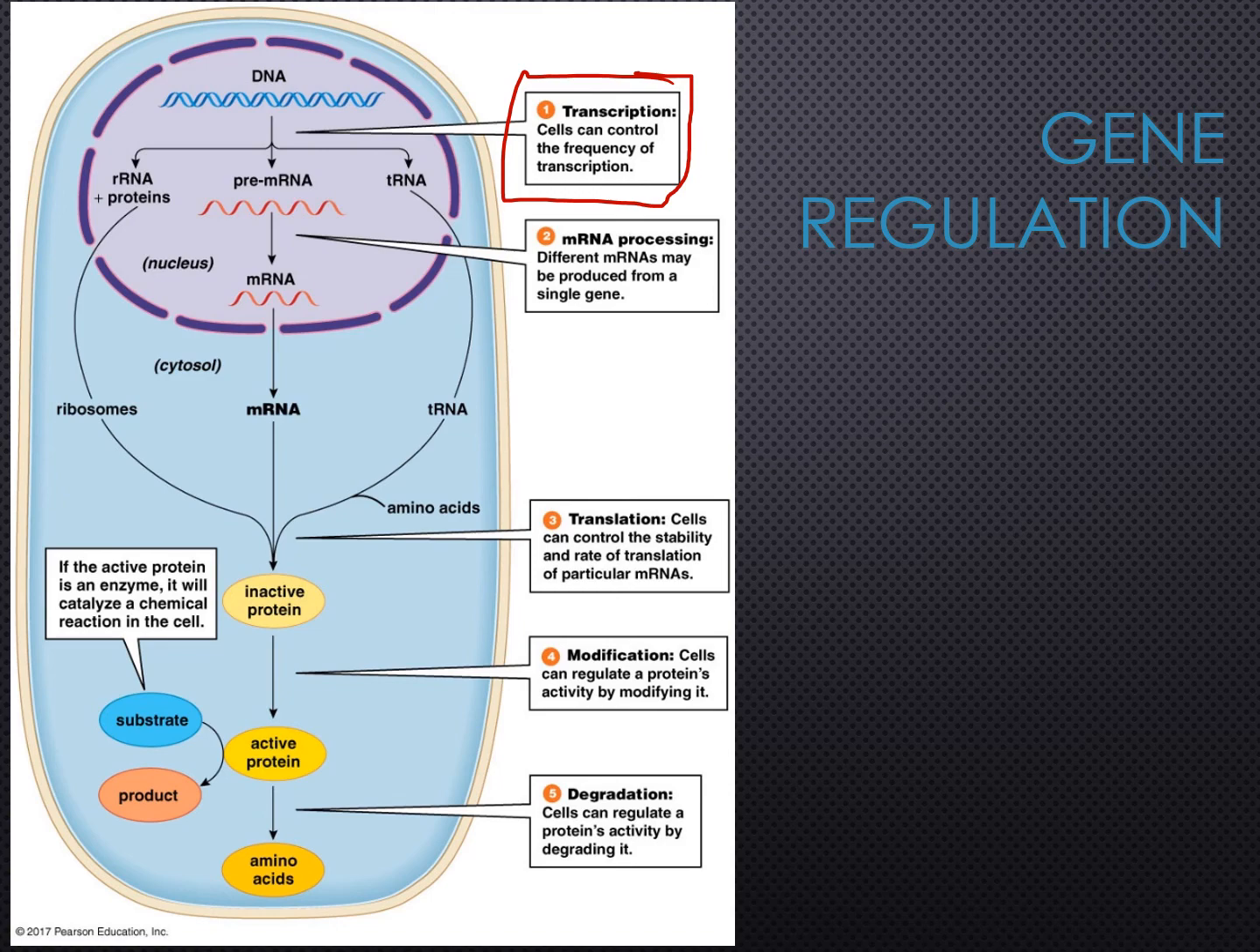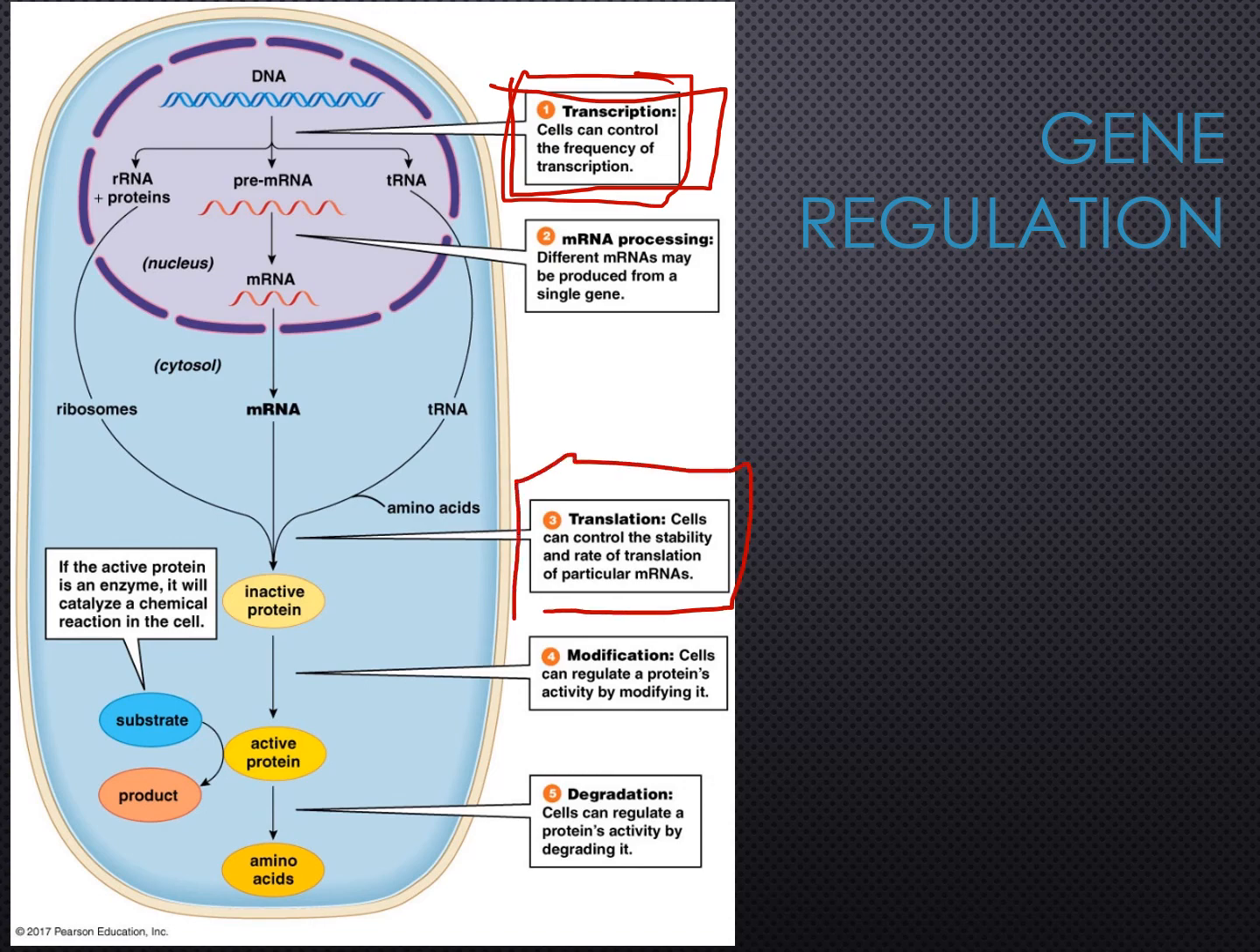They use different genes, and the use of those genes can most effectively be controlled by asking: are we going to transcribe this gene or are we not going to transcribe this gene? Number two, mRNA processing. Different mRNAs may be produced from a single gene. That depends on how many exons are removed and a variety of other things. We can process the message a little differently.